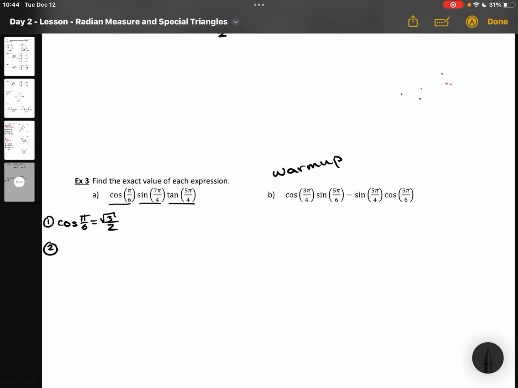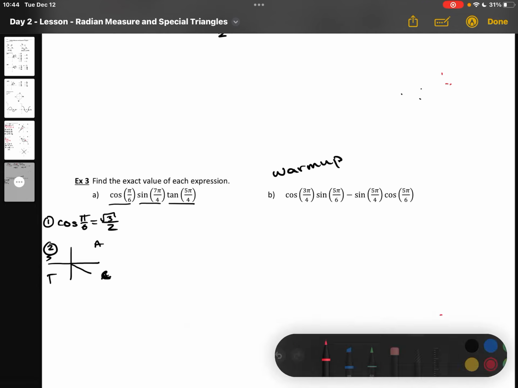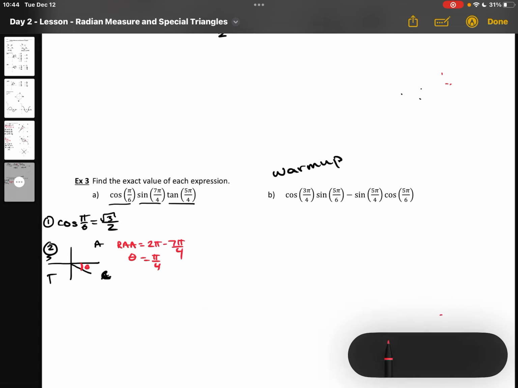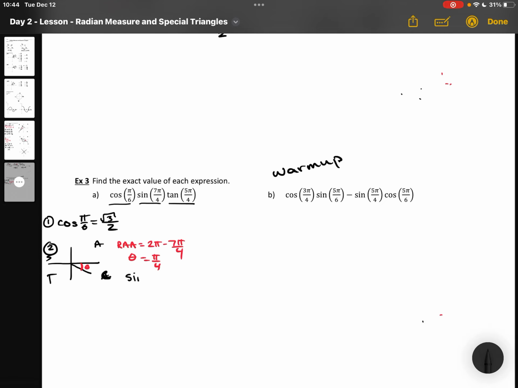The second one, now I've got sine of 7 pi over 4. So I'm going to draw my angle first. I know that 8 pi over 4 would be all the way around, so that must be right here. CAST. I'm looking for my related acute angle, which is going to be 2 pi, take away 7 pi over 4. So that's going to give me pi over 4, which matches one of our special angles. Then I'm going to do the sine of my related acute angle, which is 1 over root 2.